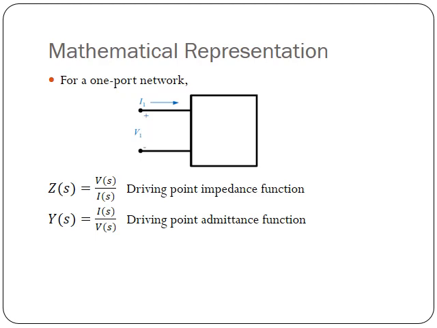Now we can see the mathematical representation of the transfer functions as well as the driving point functions. Here is a one-port network, with two terminals. The voltage is V1 and the current is I1. The driving point functions defined here: first is ZS, the driving point impedance function. As there is only one port, that will be Vs upon Is. These are the voltages and currents shown here. Similarly, the admittance function will be Is upon Vs of the same port.